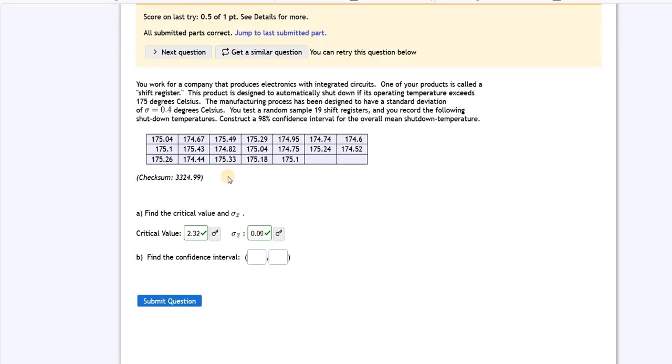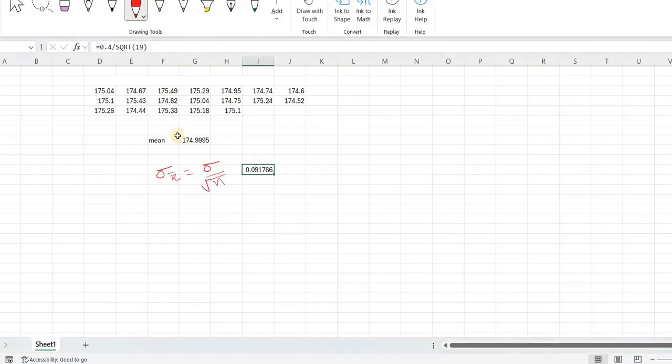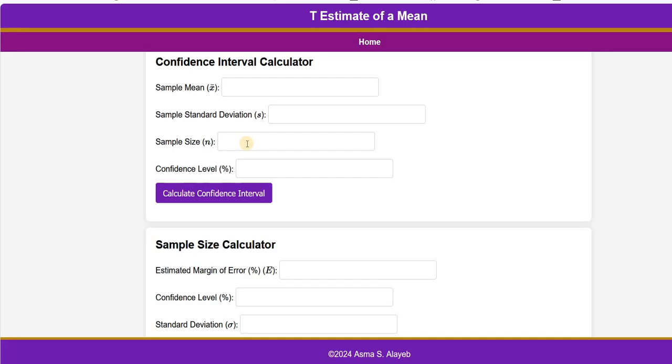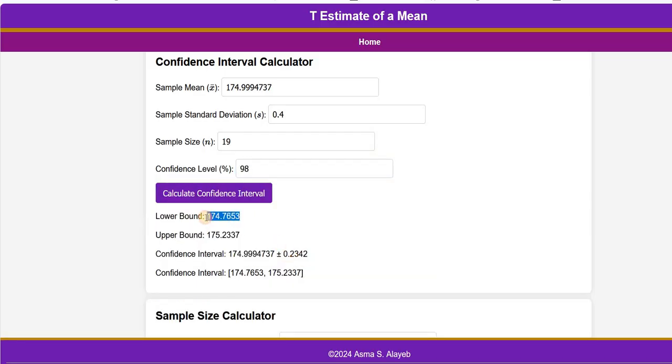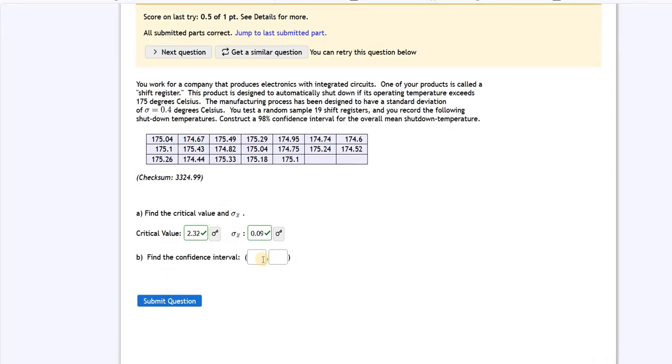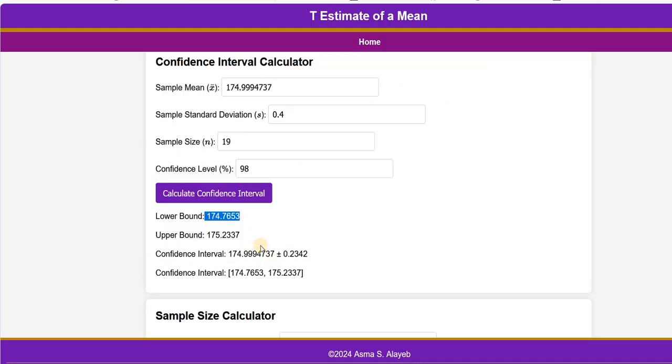So that means I can use the T estimate of a mean, and the answer is not going to be dramatically different. So what I do have here, I need the sample mean, so I'm just going to copy the sample mean, and I will head to the calculator and paste it right here. Because we don't have the sample standard deviation, I will just substitute that with the population standard deviation. The sample size is 19 and the confidence level is 98, and then I will use the upper bound and the lower bound to answer that question. You get the idea. So that is the lower bound, and this is the upper bound of the interval.